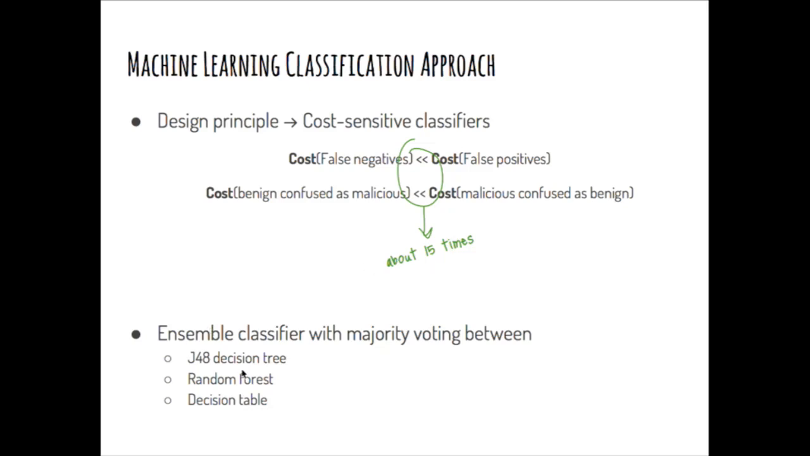And on top of these, below these, we use an ensemble of classifiers. We use 3 classifiers. We use a J48 decision tree, random forest, and decision tables, which are actually implementing the actual classification problem. And in order to take a decision, we use majority voting. That is, we take the most common answer among these 3.